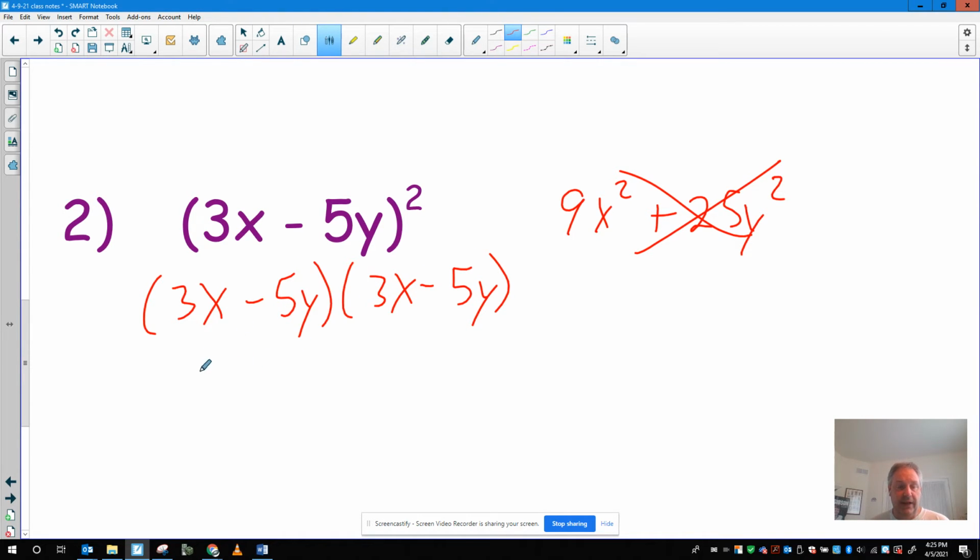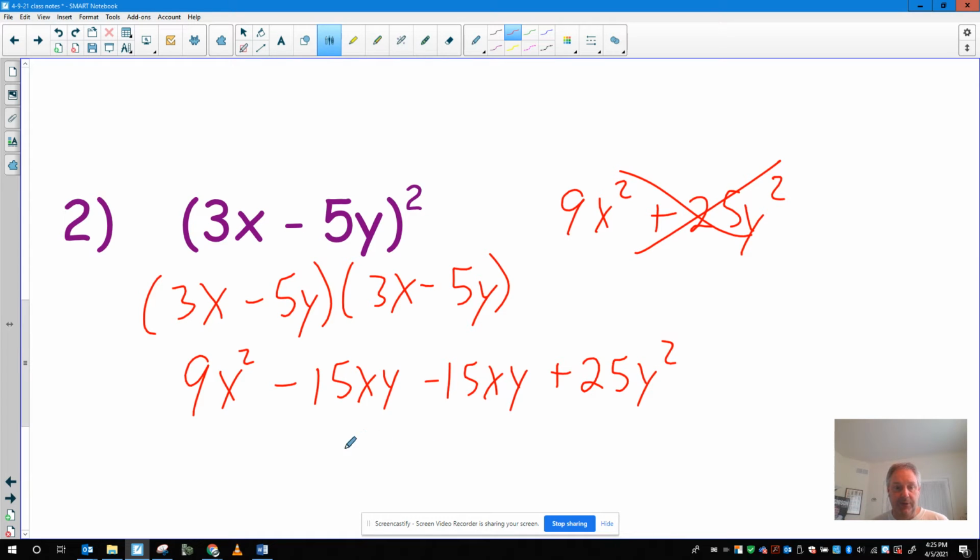So 3x times 3x gives me 9x squared. 3x times this gives me negative 15xy. This gives me negative 15xy. I'm going to write them alphabetically so that I can see that they're like terms. If I write them in any order I want, I won't recognize these two as like terms. Plus 25y squared. So that gives me 9x squared minus 30xy plus 25y squared.